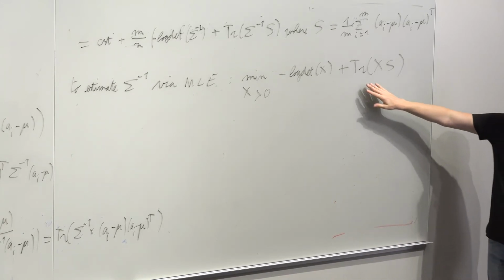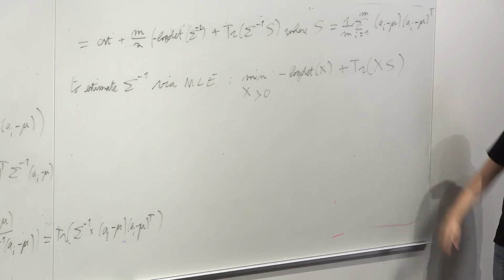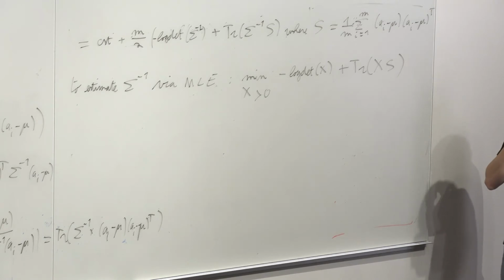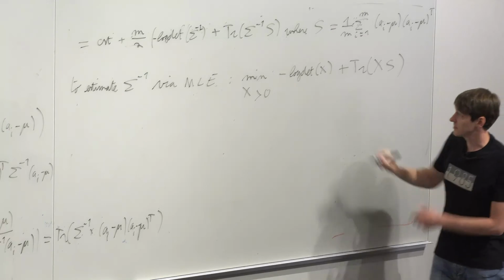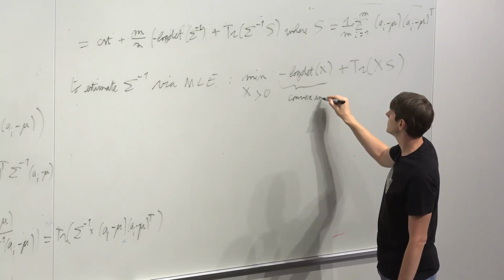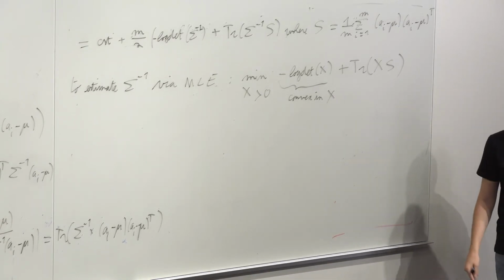So the trace term is a linear function of X. If I do 2 times this, whatever, it's still a linear function of X. And this is a convex function of X. So this is convex in X. This is not obvious, and in the problem session you will see a proof of this.